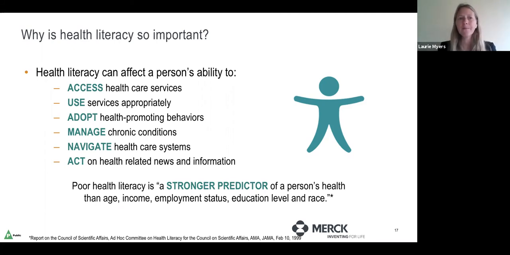And not shockingly, health literacy affects a person's ability to access and use health services, navigate care, and manage chronic conditions. We know that people, for instance, in the oncology space, with low health literacy are more likely to come in at a later stage of cancer. So this has very, very real implications in terms of a person's health. Next slide.